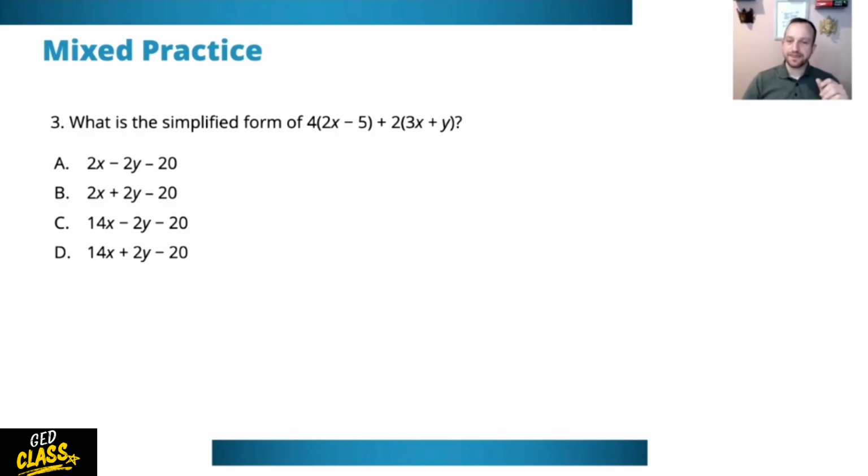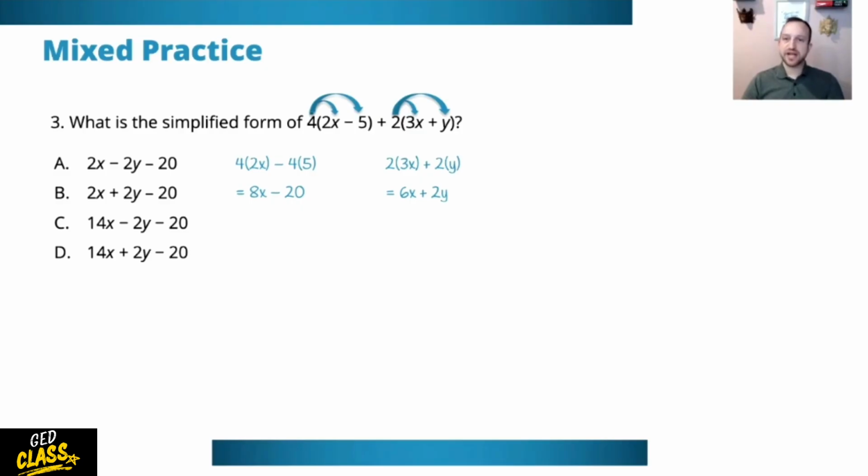For number 3, they want the simplified form, and honestly, they didn't have to tell us we want the simplified form. We know that they're often looking for the simplified form in any given problem on the exam. Well, we have to be diligent. 4 times each of these terms. So 4 times 2 is 8, and 4 times 5 is 20, so 8x minus 20. That's my first piece. Now, set that aside, go back to the next one. 2 times each of these on the inside. That gives us 6x plus 2y.